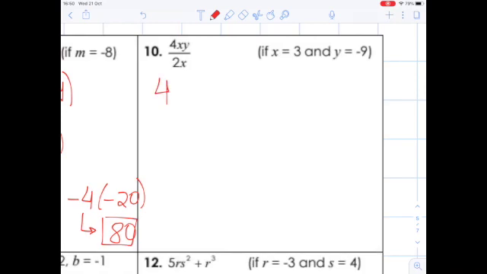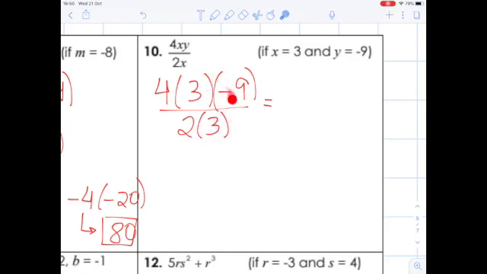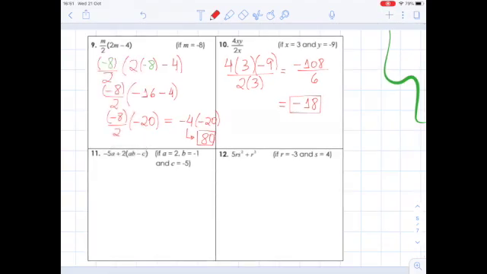Number 10, let's start plugging things in. I'm going to plug in directly now. This is going to be 4 times x, and I'm going to already write the parentheses and throw in the value of x, times y, which is negative 9, divided by 2 times x, which is 3. This is all multiplication and division. They're all equivalent, so I'm going to do everything at once. I'm going to do 4 times 3, which is 12, and 12 times negative 9. This is going to give me negative 108 on top, divided by 2 times 3 in the bottom, which is 6. If I divide negative 108 by 6, I'm going to get negative 18.